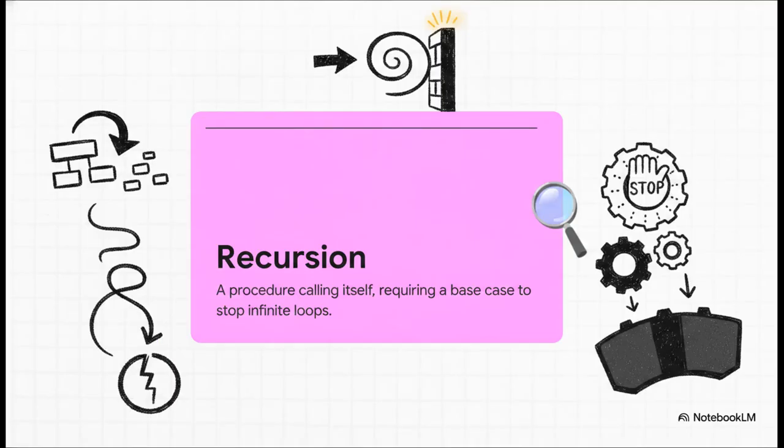Basically, recursion in programming just means a procedure that calls itself. But wait, if a function just kept calling itself forever, you'd get an infinite loop, and boom, your program crashes. Enter the base case. The base case is absolutely crucial. It acts as an emergency braking system. It's a specific, hard-coded condition that tells the recursion to stop and finally return a value. Every recursive function has to have at least one base case, or the whole thing falls apart.